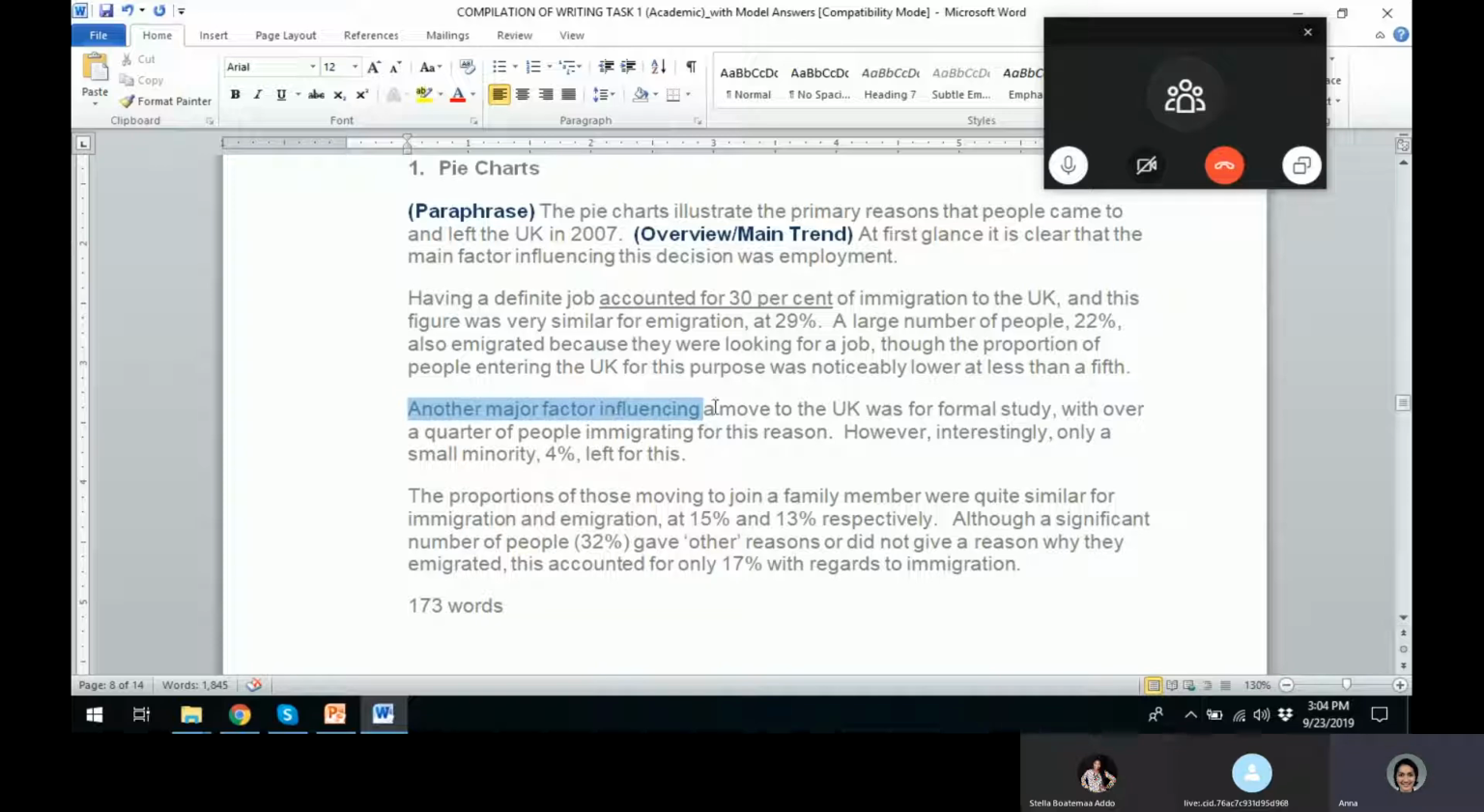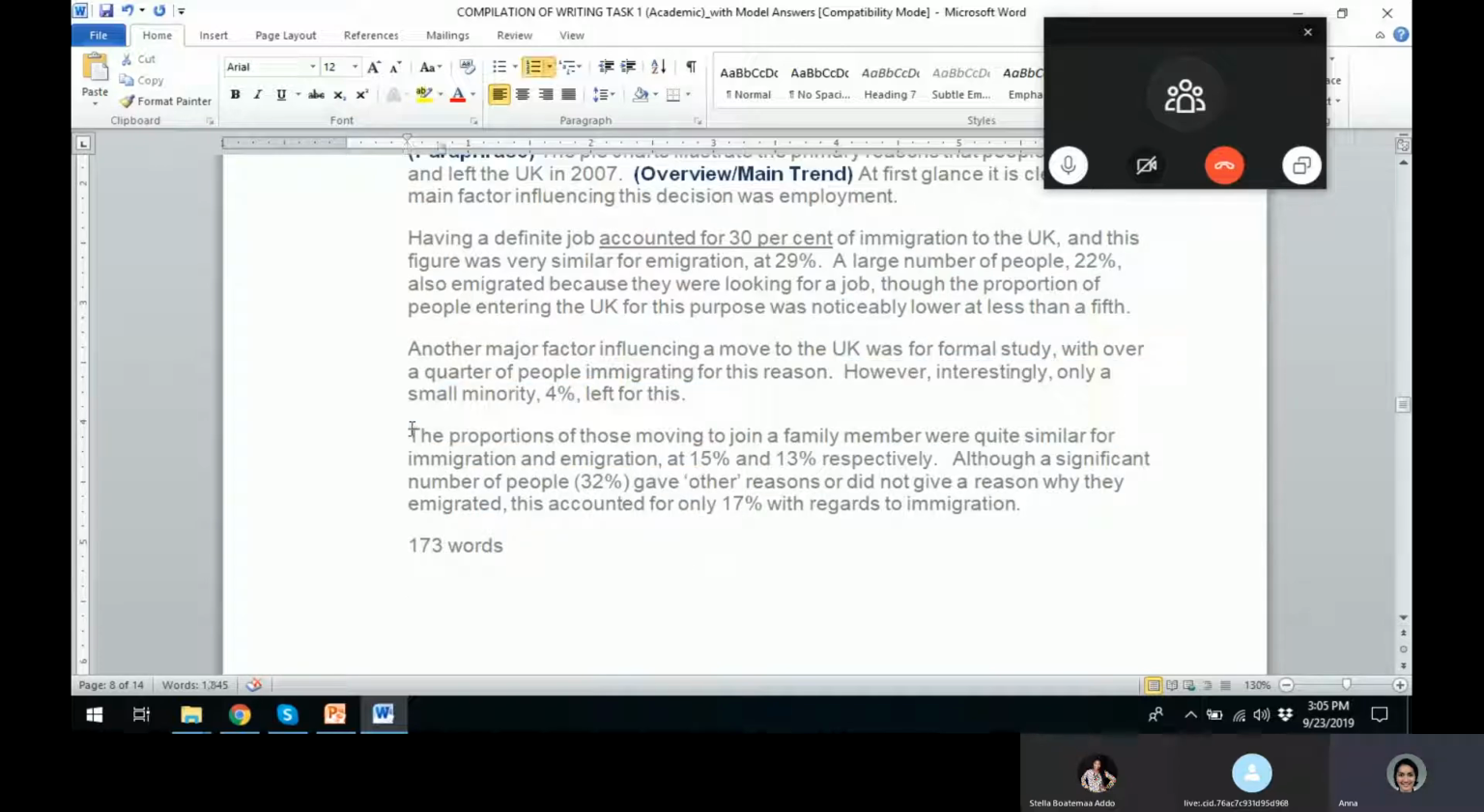Another major factor influencing a move to the UK was for formal study. Okay. So as you notice, different main trends were discussed in the first paragraph, and then the second paragraph is an altogether another main reason, formal study, with over a quarter of people immigrating for this reason. However, interestingly, only a small minority, 4%, left for this. So what is worth noting? Okay, the 4%.